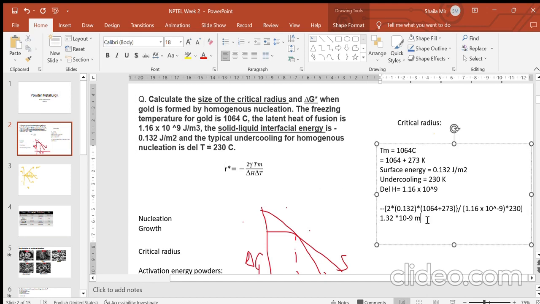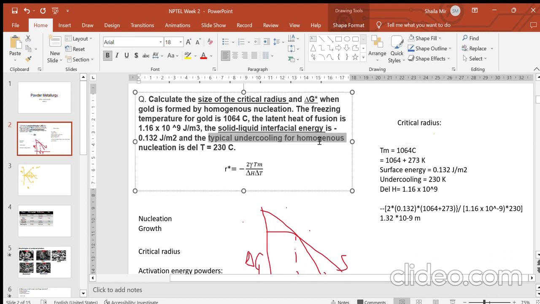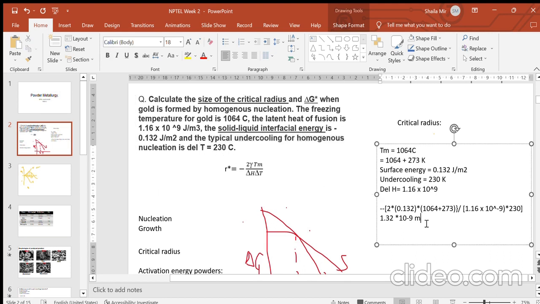So you have to consider 230 in Kelvin, but it is undercooling. See, it is the typical undercooling for homogeneous nucleation, delta T. So what is delta T? Delta T is the difference between two temperatures, T2 minus T1 for example. So that is given by 230 Celsius, which is the same as 230 Kelvin because it is the difference between two temperatures. It is not a single absolute value of the temperature. So the difference will be the same whether it is in Kelvin or in Celsius.